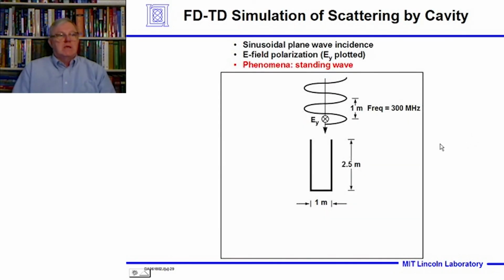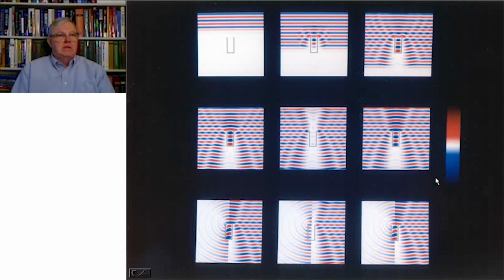And lastly, we're looking at simulation of scattering by a cavity, and the phenomenon we're going to look at is a standing wave. And here we have a frequency of 300 megahertz. The wavelength is a meter, and it's a 2.5 meter deep cavity, 1 meter wide. So there's a resonance here. The wavelength is the size of the cavity, and it all resonates very nicely.